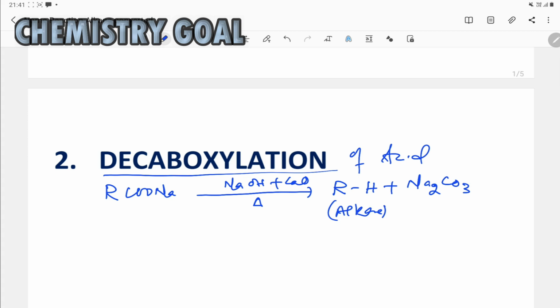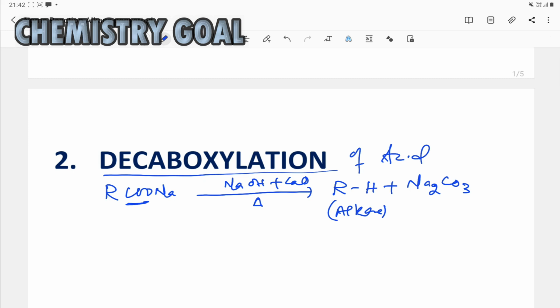Decarboxylation, loss of carboxyl group, loss of carbon dioxide, that's why it is called decarboxylation. This is a sodium salt of carboxylic acid, when heated in presence of soda lime, forming alkane. Alkane can be prepared by this process.